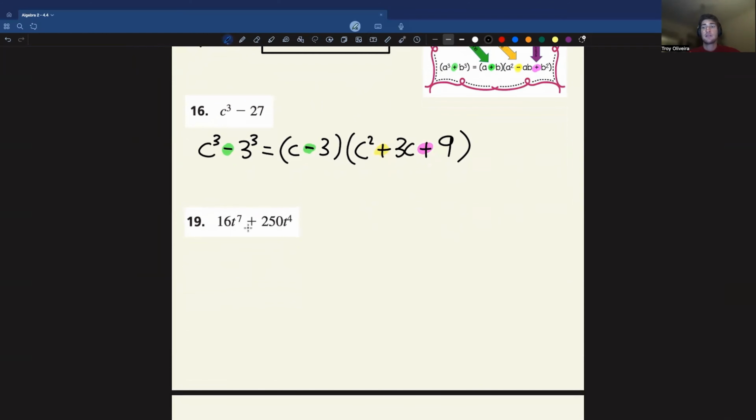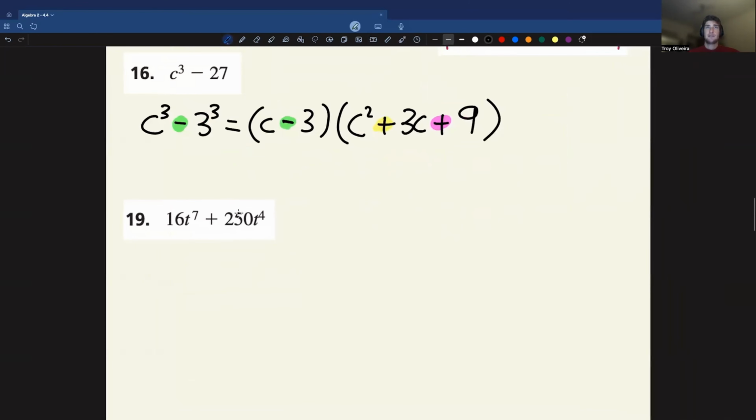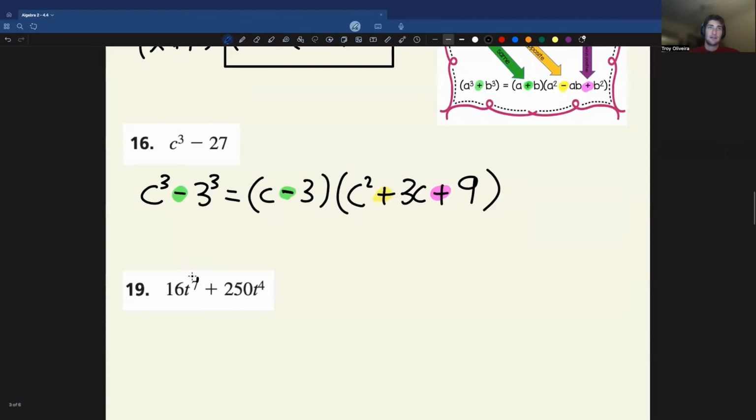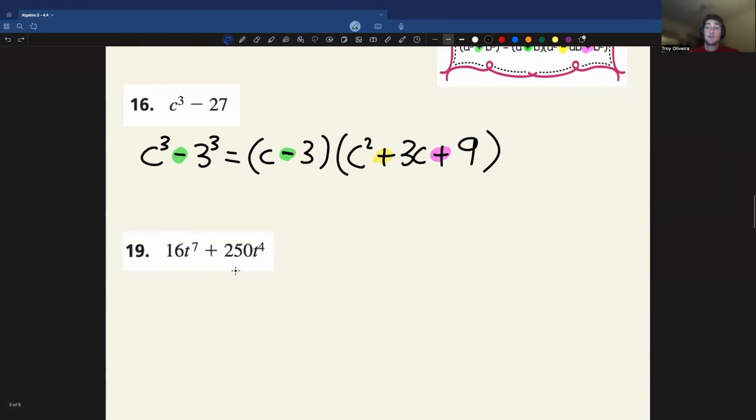Actually, let's first talk about how to set this one up, but then I'm going to move on. Because this one doesn't look like a perfect cube, especially because of that 7 right there and this 4 right here. We need to use something else, but remember we talked about how we always want to start off by checking if you can factor out the GCF. And in this case, we definitely can.